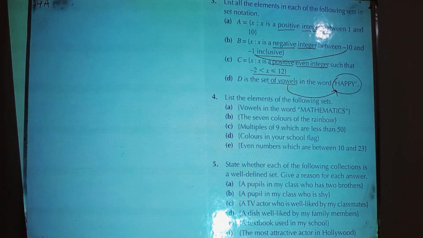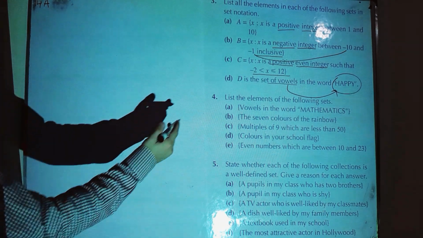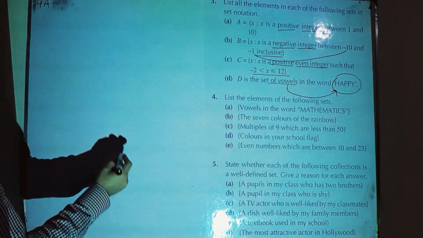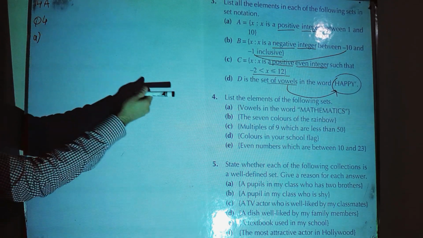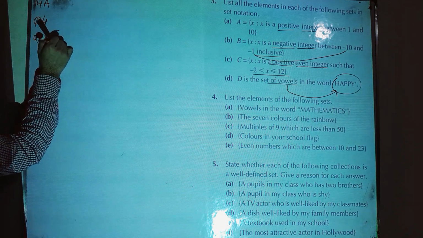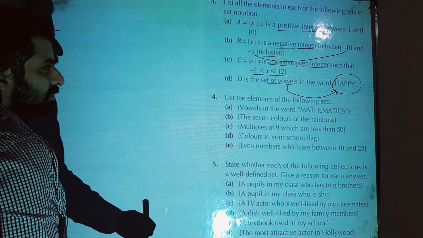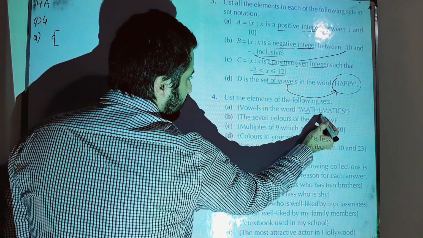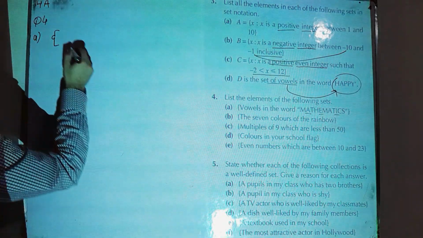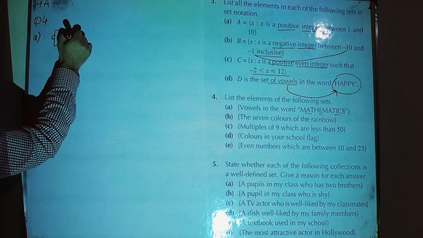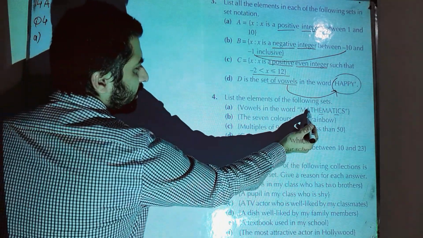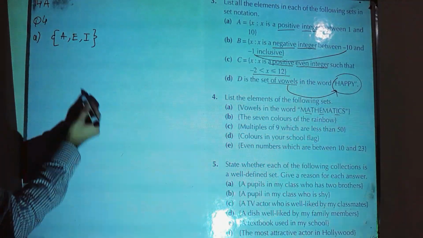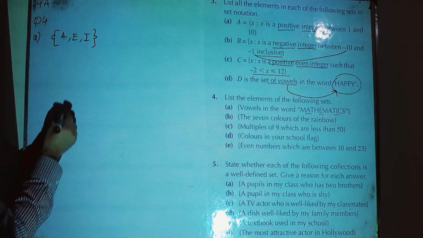Question number 4, exercise 14A D2 7th edition. List the elements of the following sets. Question number 4, part A, and that is vowels in the word mathematics. Okay, so from the word mathematics we have got A, E and I. These three are the vowels. We are not going to repeat a letter, like A is twice in the word mathematics, but you are going to write it only once. So A, E and I are the vowels from this one.